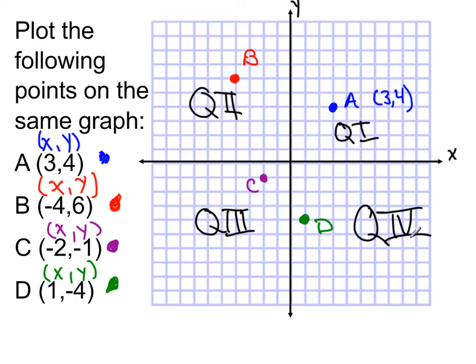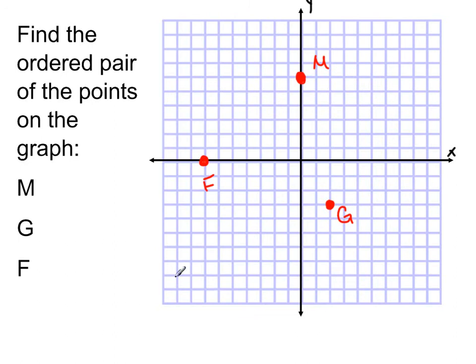Alrighty, so that's pretty nice. That's how we plot points. X first, then Y. Let's go backwards. Let's say we have a graph in which I want you to take the point I've graphed and tell me its ordered pair. So find the ordered pairs of the points on the graph.